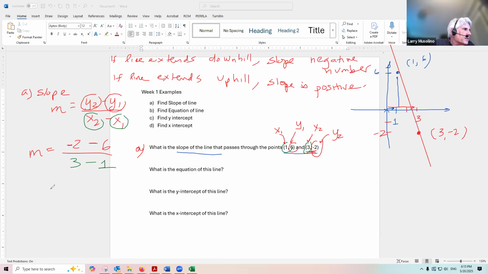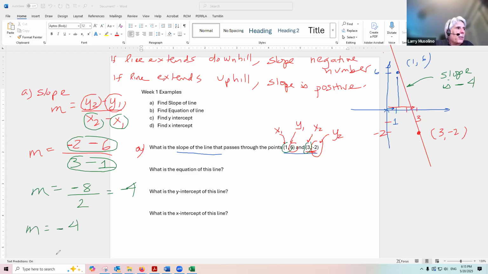All right, let me work this out. On the top, -2 minus 6, that's -8. On the bottom, 3 minus 1, that's 2. -8 divided by 2 is -4. So this is our slope. So the slope of this red line we just figured out is negative. We call this m. So m is -4. So that's the answer to part A. It makes sense that our answer is negative because remember, when a line extends downhill, we expect the slope to be negative, and our slope is negative.